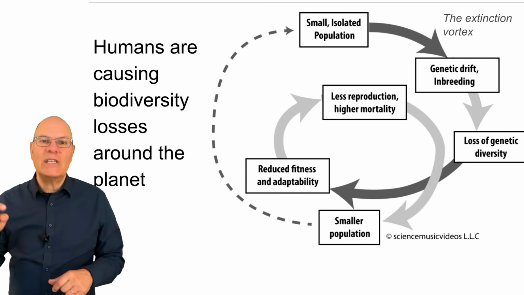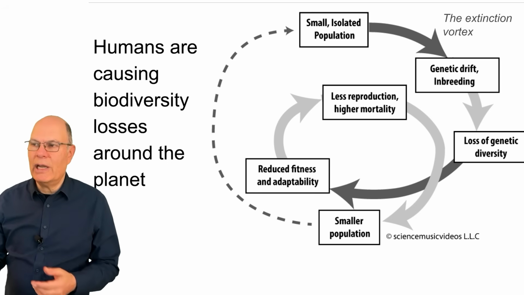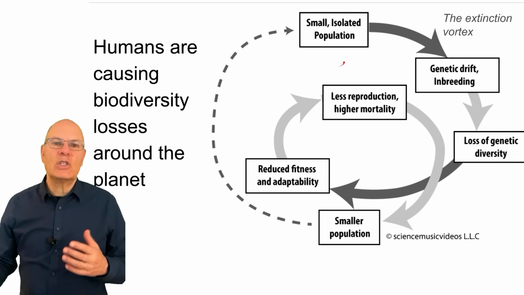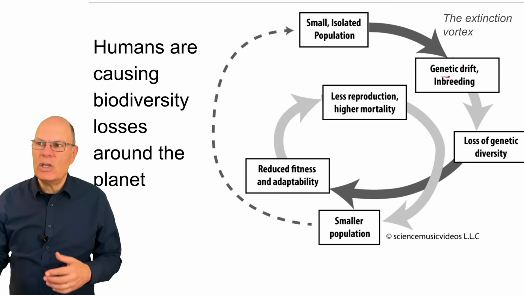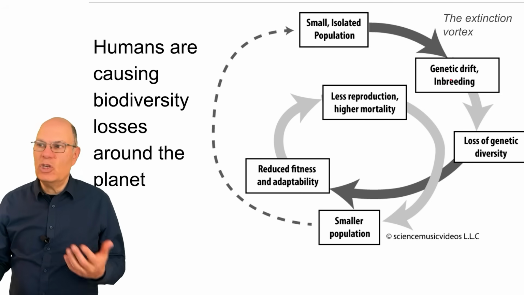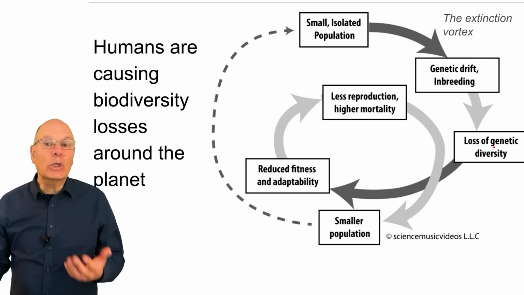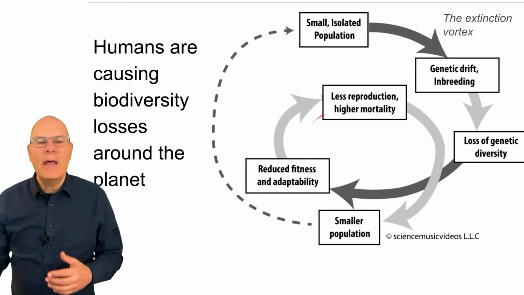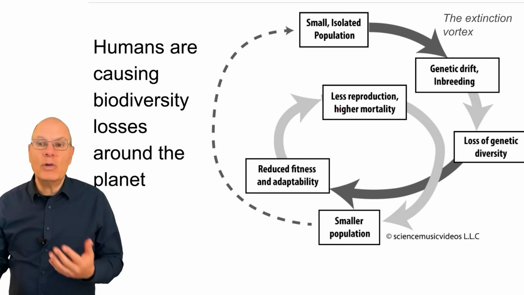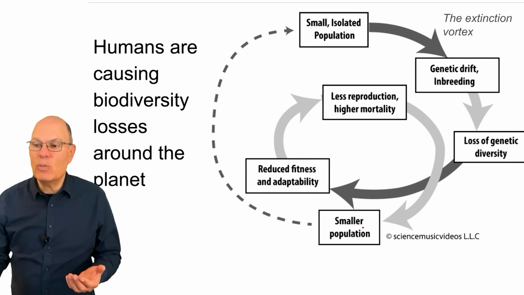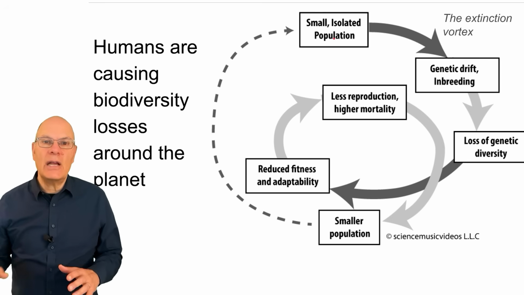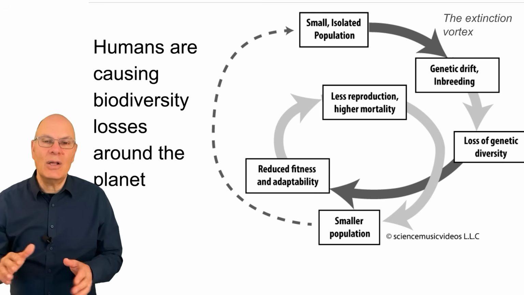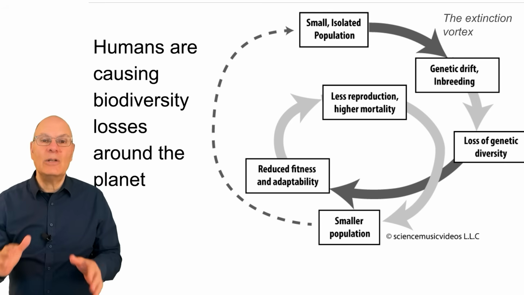What we're doing is we're sending many species to the brink, down the extinction vortex, by changes that are creating small, isolated populations. Those populations are subject to genetic drift and inbreeding. They lose genetic diversity. They become less fit, less adaptable. That lowers their reproduction rate. That increases their mortality rate. That leads to smaller populations, and so the cycle goes. This is a positive feedback loop, or a vicious cycle that's occurring around the planet right now.